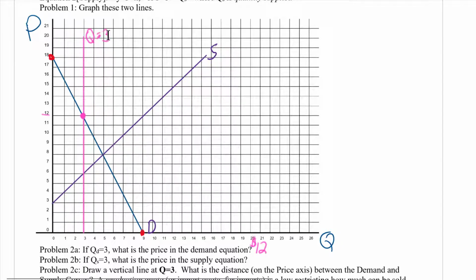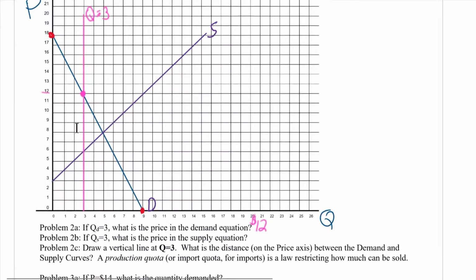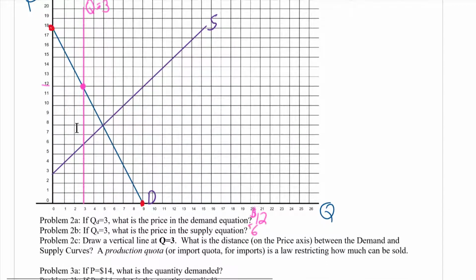But if quantity equals 3, what must be going on with the suppliers? Well, if we look at the supply curve here, and we see where quantity equals 3, then we look over here at the price, and they must be thinking that the price is $6, right? So that's our answer for that one.